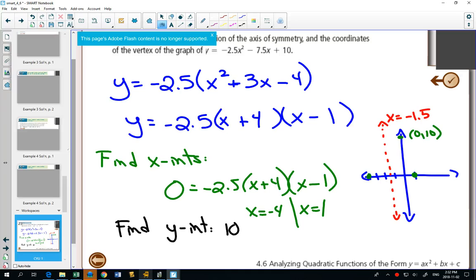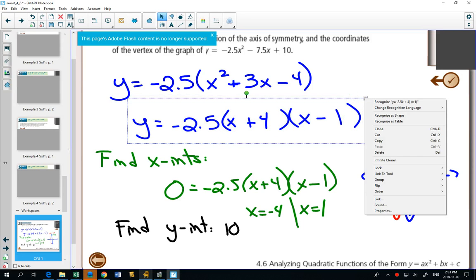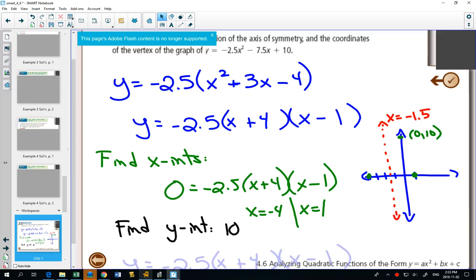So we found our x-intercepts and our y-intercept. We've labeled our axis of symmetry. The last thing it's asking us to find are the coordinates of the vertex. Here too, using the factored form is probably the easiest way to find this. If I take my equation, I'm just going to drag it down here so we can see it again.